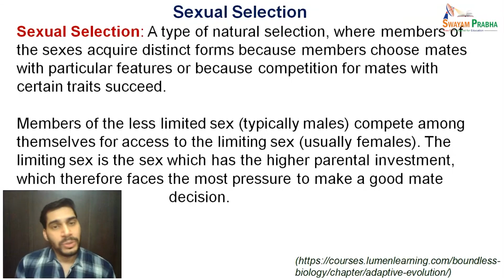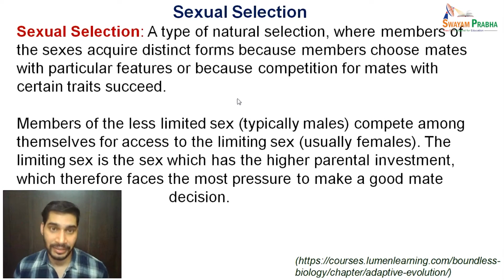Now let us move ahead to the next type, which is called sexual selection. Sexual selection is a type of natural selection only, but here members of the sexes acquire distinct forms because members choose mates with particular features, or because competition for mates with certain traits succeeds. So it means, unlike natural selection, which operates on both male and female, in the case of sexual selection, it is the selection between the two distinct forms or sexes in sexually dimorphic individuals.